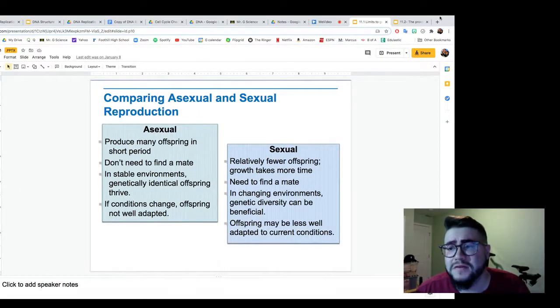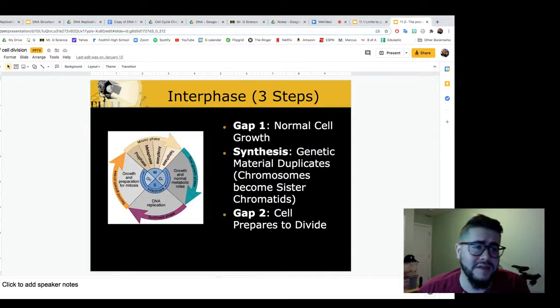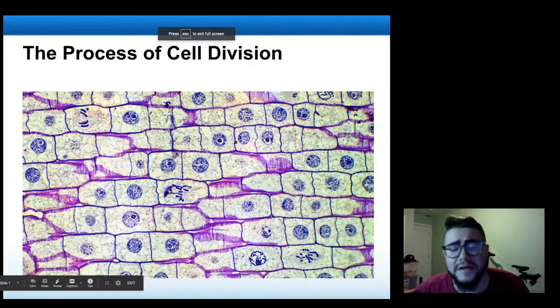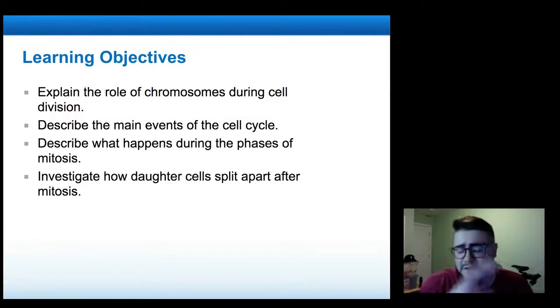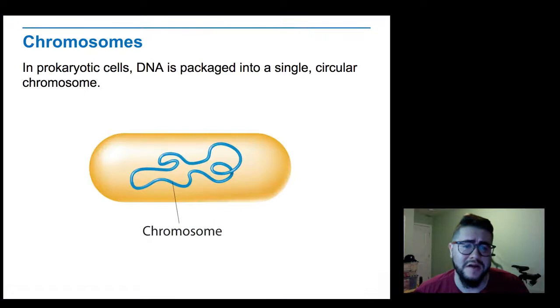Now let's flip over to 11.2 and discuss the specifics of what happens when a cell divides, right? What's going on? So our learning objectives: we're going to talk about DNA and the chromosome, and then we're going to get into the cell cycle, describe the parts of mitosis, and then just investigate how daughter cells split apart at the very end.